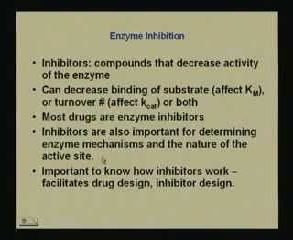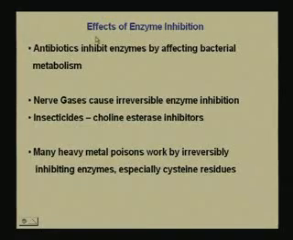So, inhibitors are also used to determine enzyme mechanisms and also the nature of the active site. Okay? And of course, it is extremely important to know how these inhibitors work, because this can facilitate drug design and inhibitor design. Okay? For example, what are the effects of enzyme inhibition? The antibiotics, what do they do? They inhibit the enzymes by affecting bacterial metabolism. Okay? So, they act on bacterial enzymes, and so what do you need? You need to have inhibition of those enzymes so they do not form infection for you.